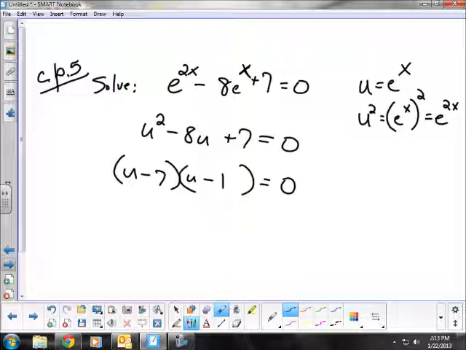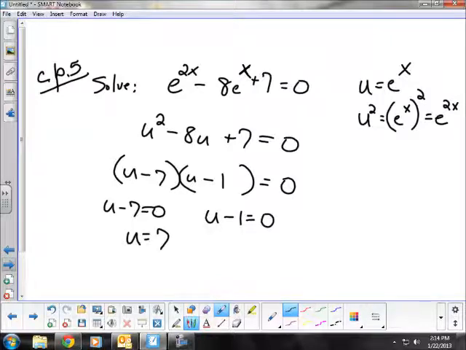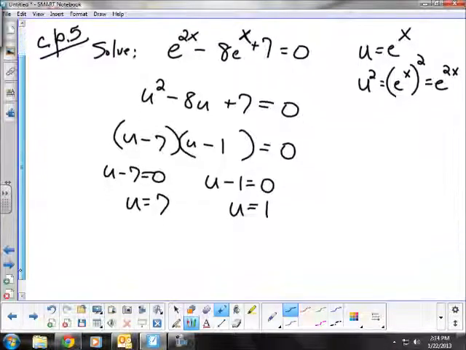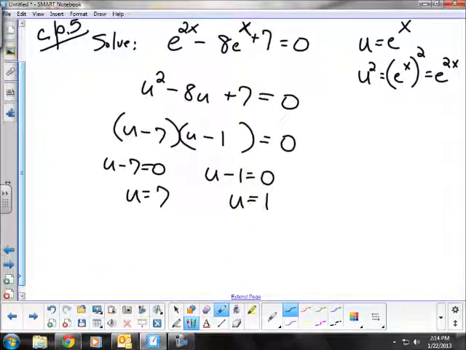Okay. So that means then, what do I do to solve this equation? I take each factor and set it equal to 0. So u minus 7 is equal to 0, and u minus 1 is equal to 0. So u is equal to 7, and u is equal to 1. Now, we're not finished with this problem, right? Because anytime I do this u substitution thing, what do I have to do? Switch it back. So u is the same thing as e to the x, right? So e to the x is 7, and e to the x is 1.